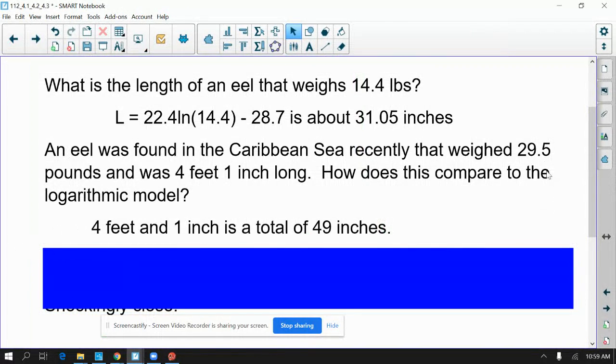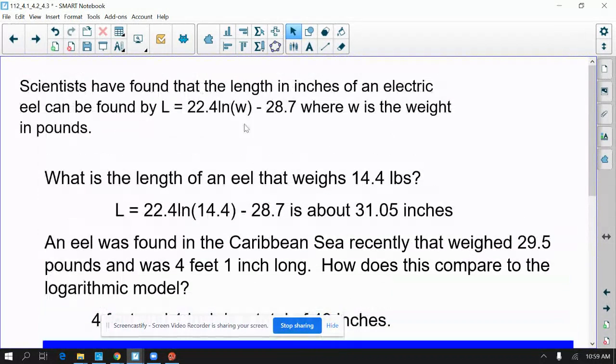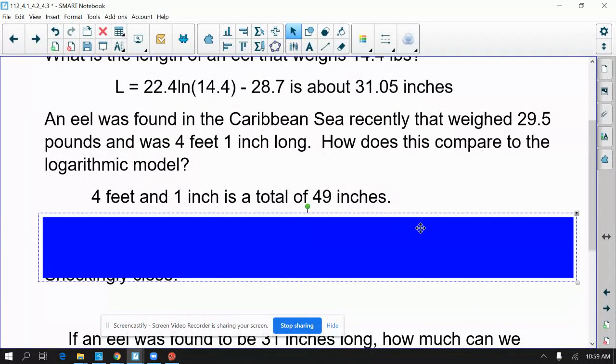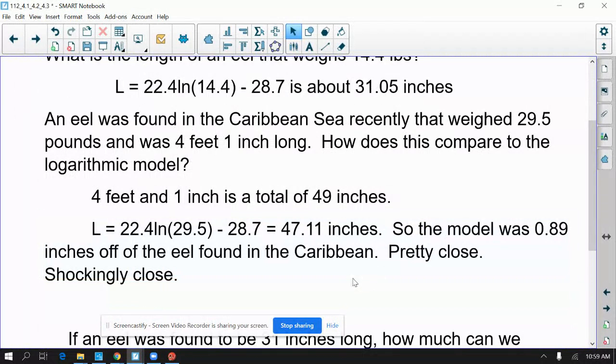I know the weight is 29.5. The function up here depends on the weight. So I'm going to plug in 29.5 into W. And according to the model, the length of an eel that weighs 29.5 pounds would be a little over 47 inches long. So the one that was found was 49 inches long, pretty close.